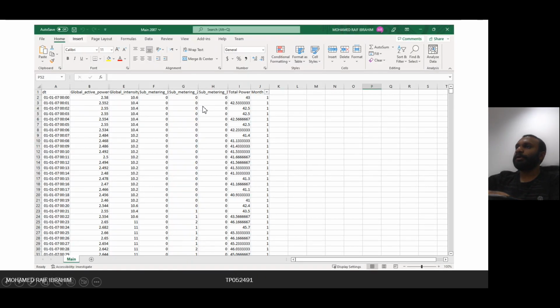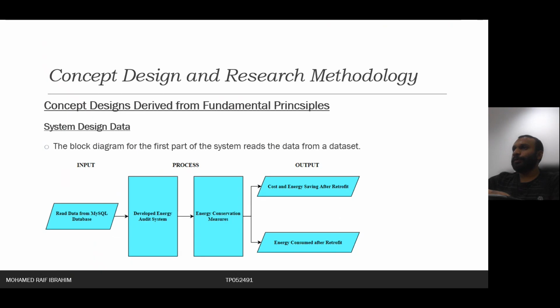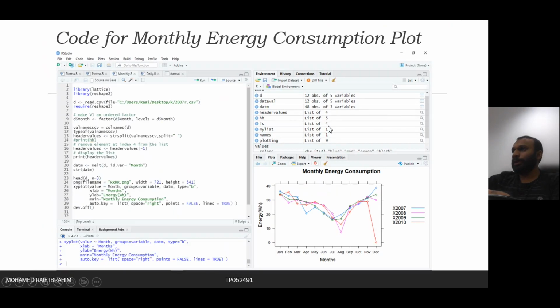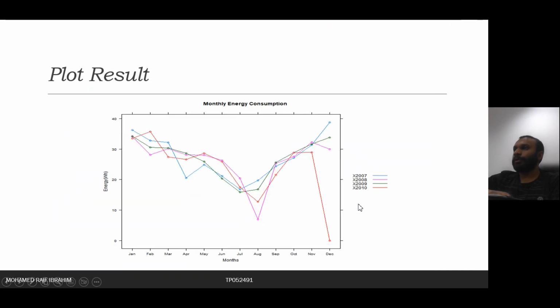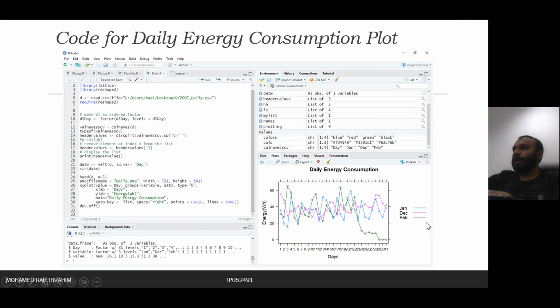For example, this is the main data set. From this, I have sorted out monthly data and then daily data as well. This is for the monthly data, where for 2007, 2008, 2009, and 2010, how the monthly data is used and how the trend is observed. We can see it from this plot. This is the plot again. And this is for the daily usage.